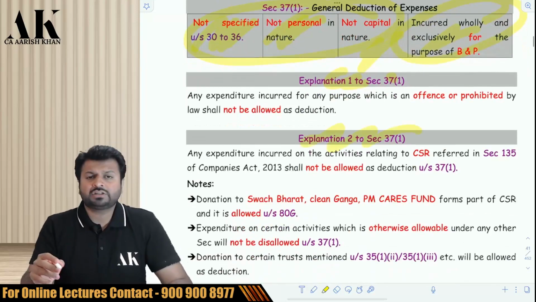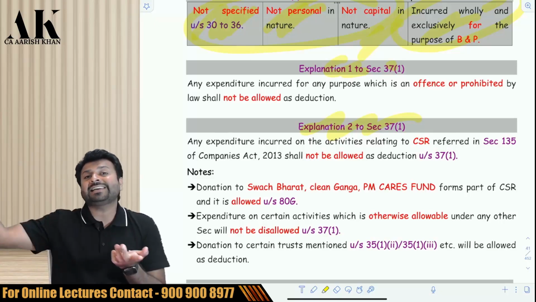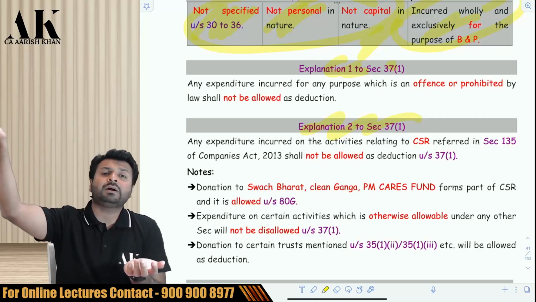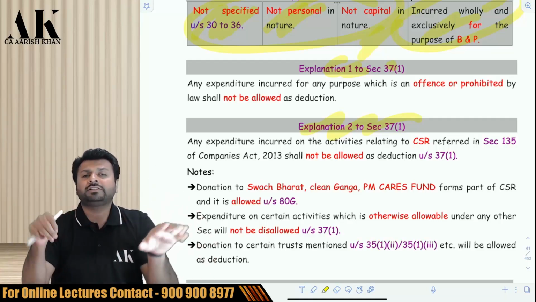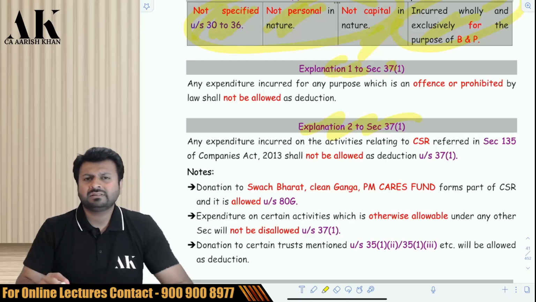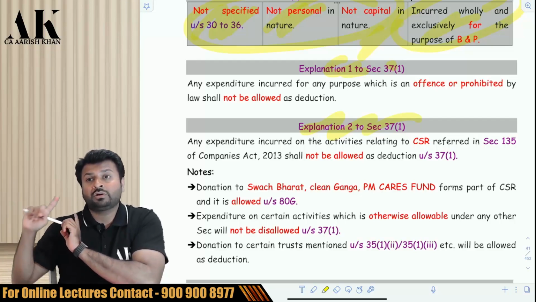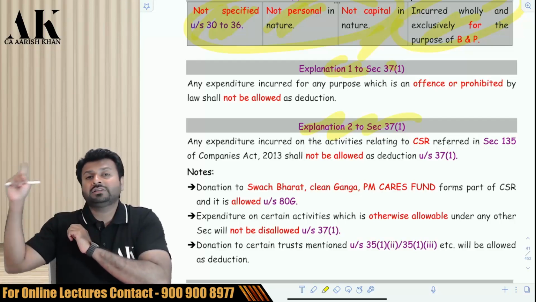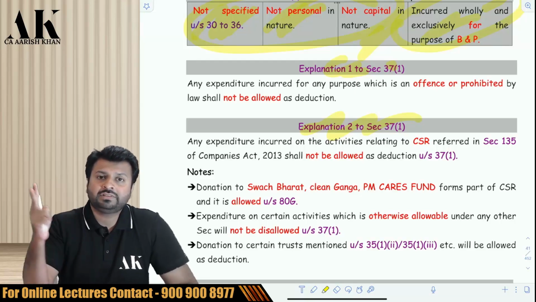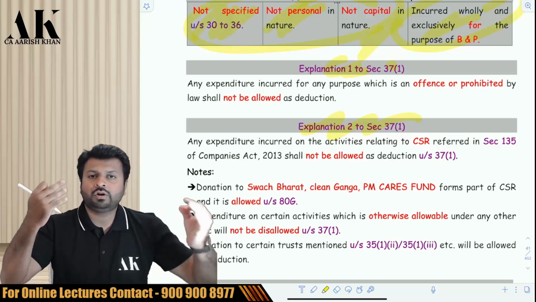Second, explanation 2 to section 37(1) says that if you incur an expenditure which is considered as CSR, corporate social responsibility expenditure, as per section 135 of the Companies Act 2013, it shall not be allowed as deduction under income tax law. Let me tell you very clearly. And who is liable for CSR? That you have learned in section 135 of the Companies Act: a company whose turnover is more than 1,000 crore or profit is more than 5 crore or net worth is more than 500 crore, as the case may be. That company is liable for CSR, 2% of the average profit of the last 3 years. So the Government of India is very clear about income tax law: you will not get the deduction of CSR.